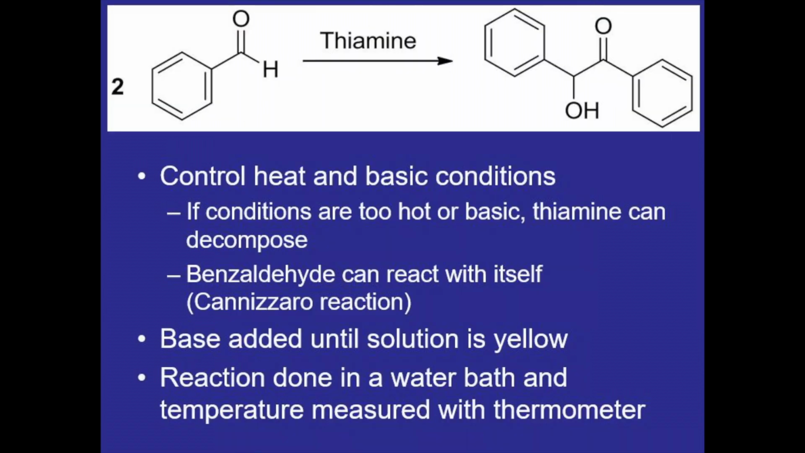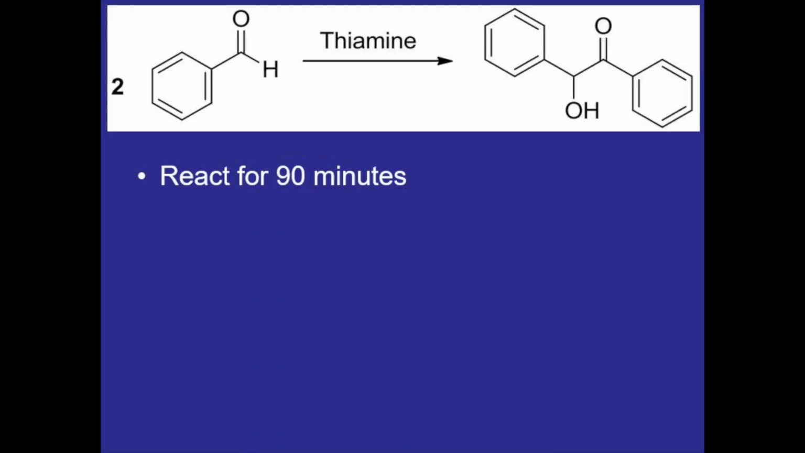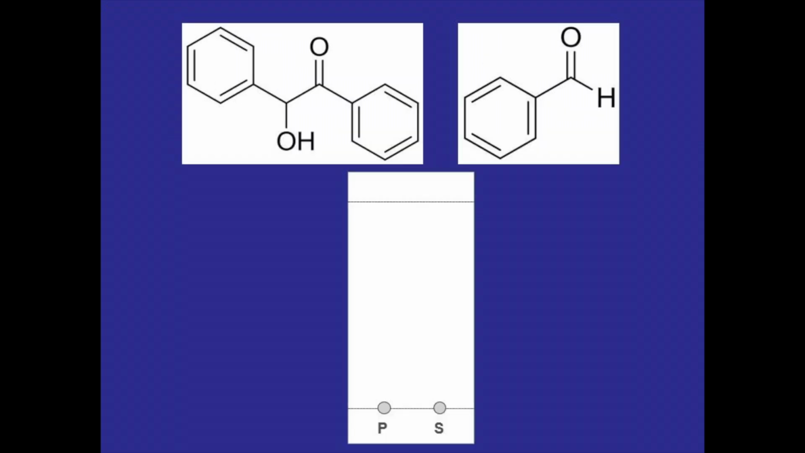We'll also do the reaction in a water bath and measure the temperature with a thermometer. So the apparatus will look like this, and we'll keep the temperature between 60 and 65 degrees Celsius. We'll let that reaction go for about 90 minutes, but about an hour in, we'll test that the product is forming using TLC. And what we're looking for is a big enough spot on the TLC plate for the benzoin product, not the majority of it just being benzaldehyde.